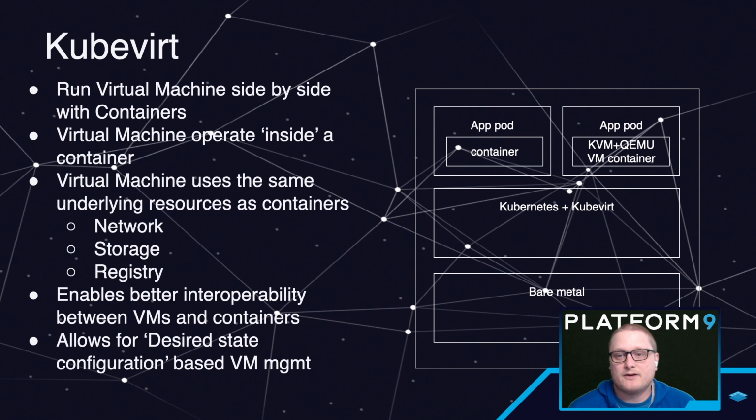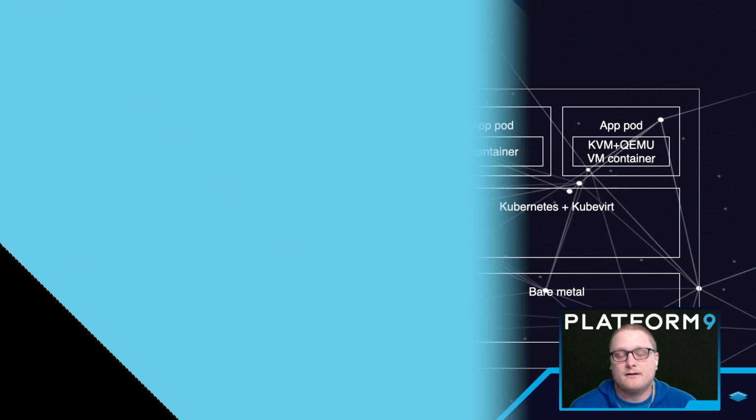So if you look at the right here, here is an overview of the architecture. So you've got bare metal with Kubernetes and KubeVirt running on top of it. And you can have app pods with a container and app pods with KVM plus QEMU VM containers.